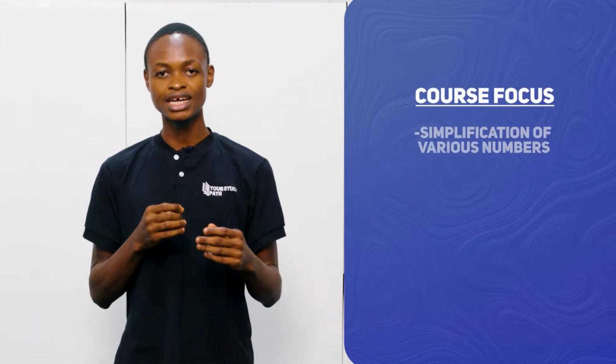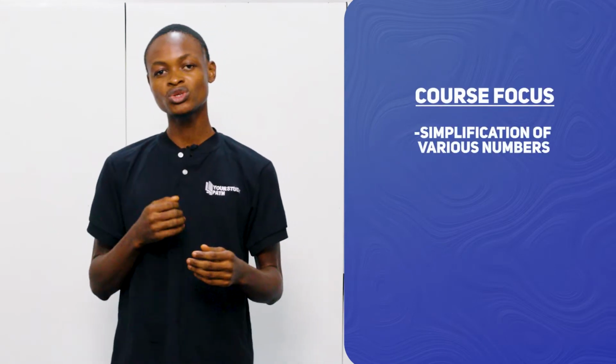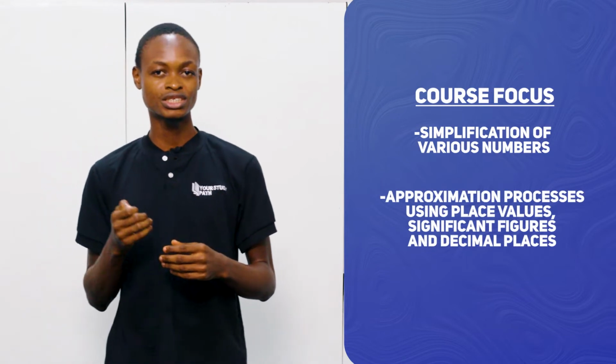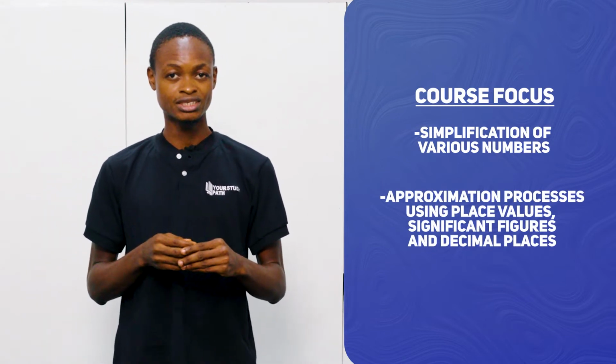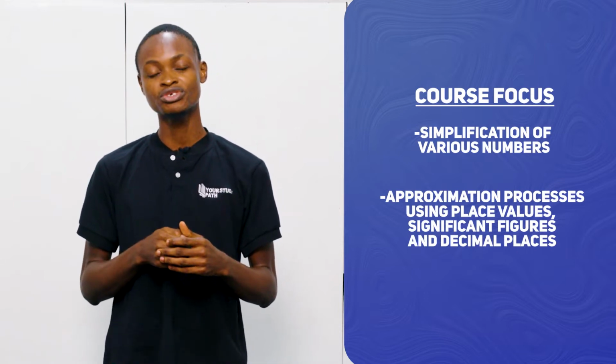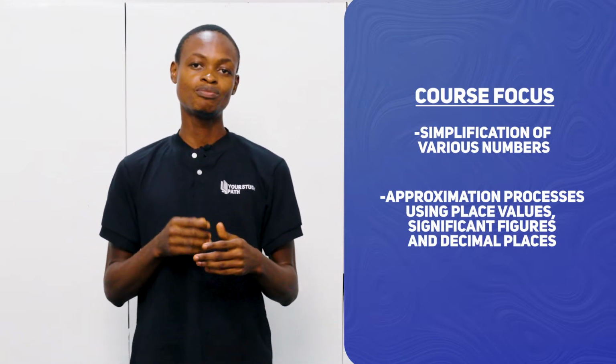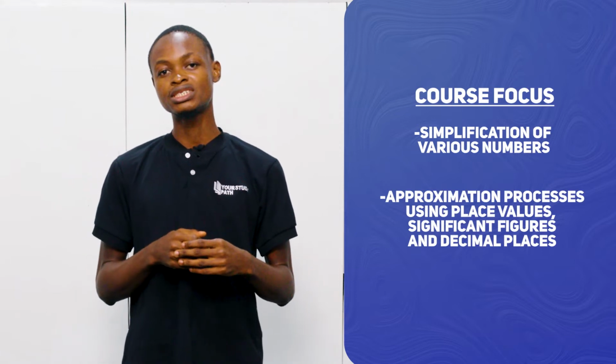For standard forms, we'll look at various numbers that you can simplify. We'll also look at the approximation processes that can be involved as far as these numbers are concerned. These approximation processes would include using the place value. We would also be using the significant figures as well as the decimal places. So let's get to it.